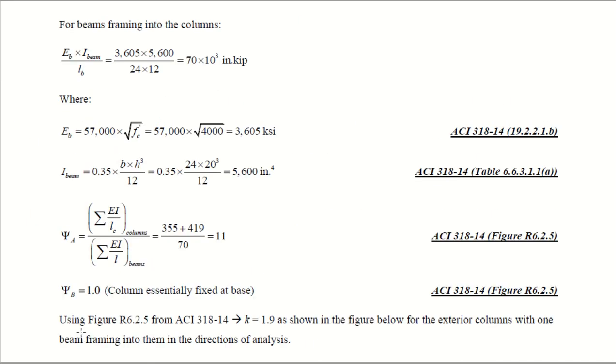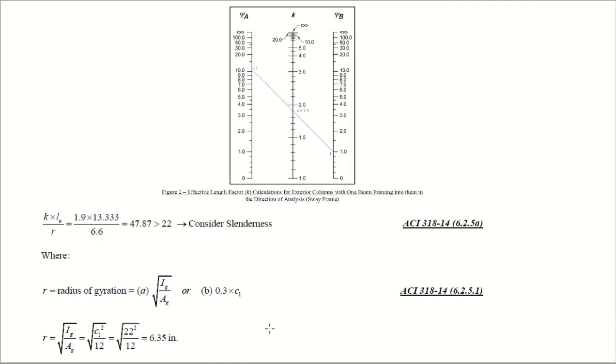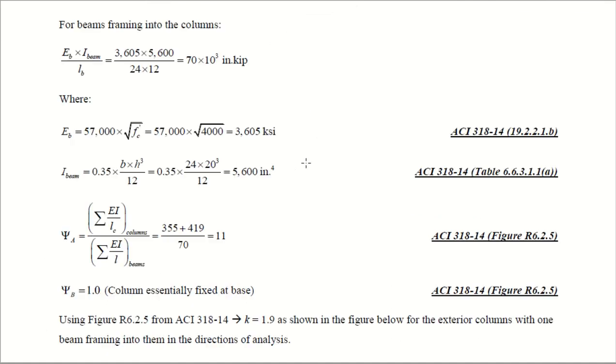Now using figure R6.2.5 from ACI 318, K is equal to 1.9, where psi B is 1 and psi A is, you can see it, 11. So when you put a scale and draw a straight line, it will give you a K value where the line cuts this center line at a point. See, this is a log scale, this is 1, this is 1.5, and this is 2. So this is 1.6, 1.7, 1.8, and 1.9. So it is cutting it at 1.9. So K is equal to 1.9.